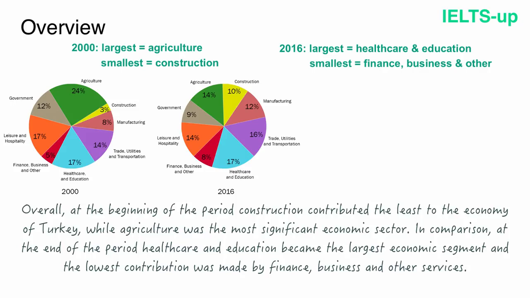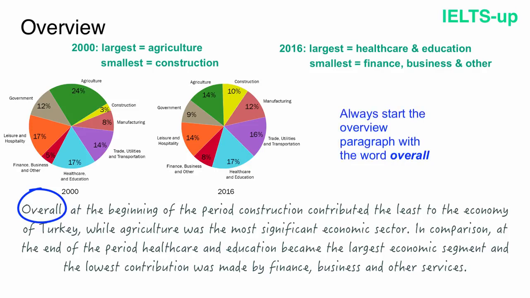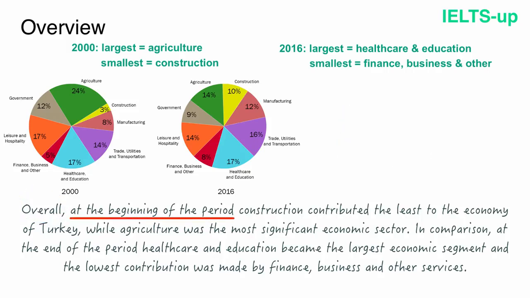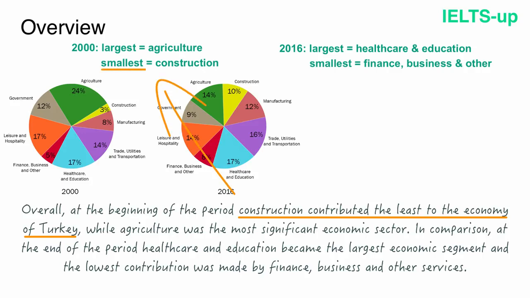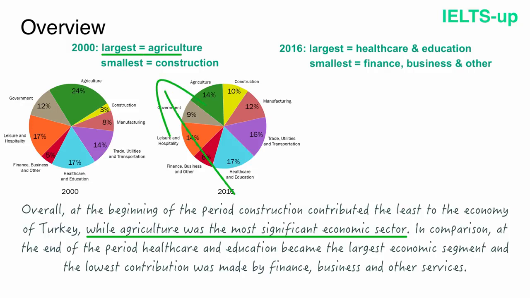You can see that the first word I use is the word overall. Always start the overview paragraph with the word overall. This word serves as an indicator, which tells the examiner that you start writing the overview paragraph. At the beginning of the period is just an equivalent way of saying in the year 2000. Then we use our key features for the year 2000. I write that construction was the smallest economic segment, and agriculture was the largest economic segment.